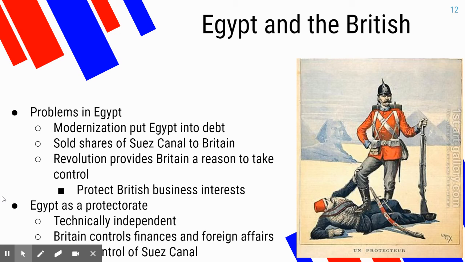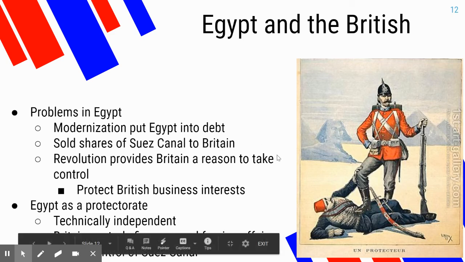This leaves Egypt technically independent, but Britain controls what Egypt does because it wants to protect the Suez Canal. So as long as the Egyptians don't do anything to threaten Britain's access and control of the Suez Canal, the Egyptians can rule themselves. So they have to listen to the British and their ideas and their advice.